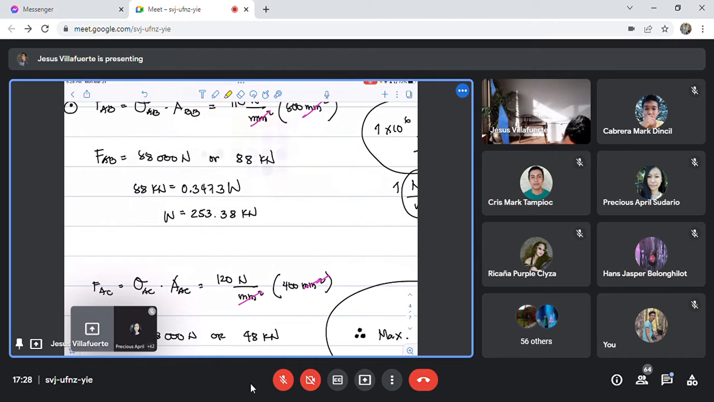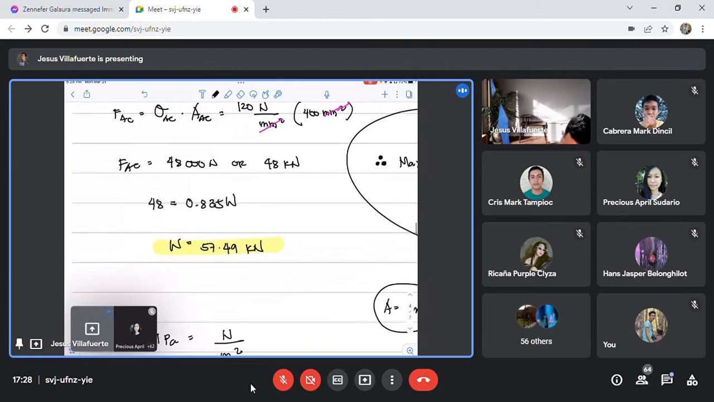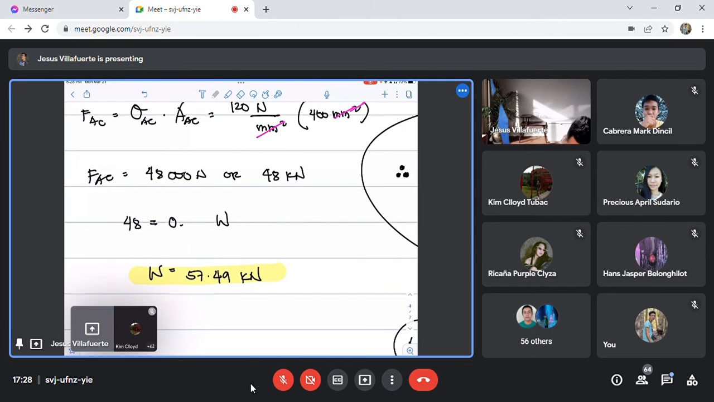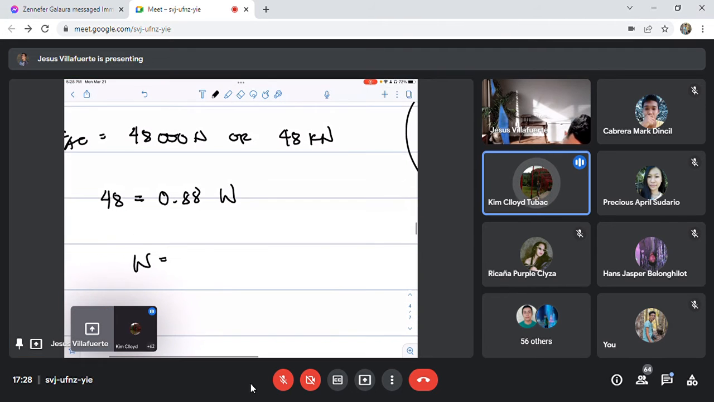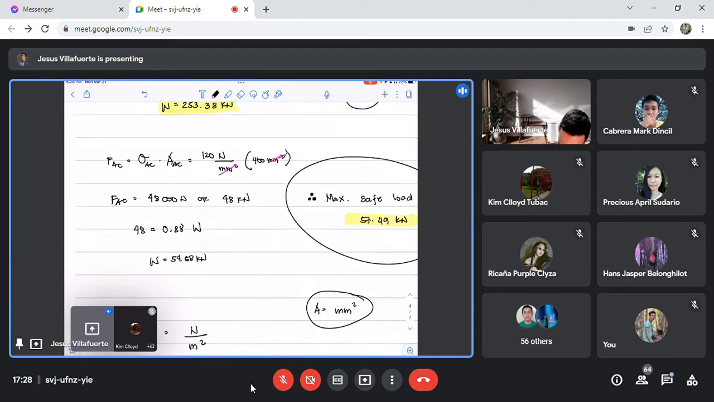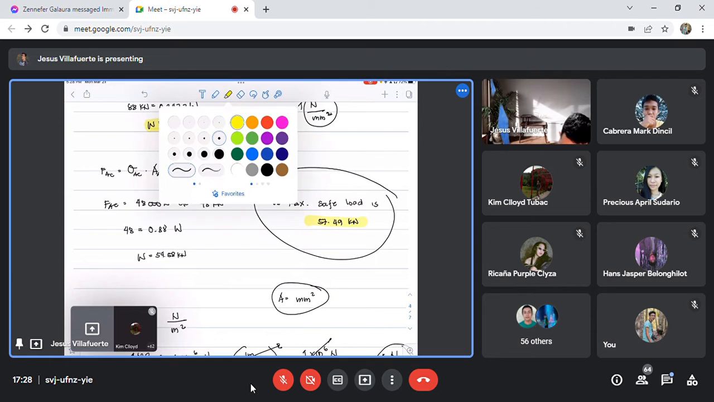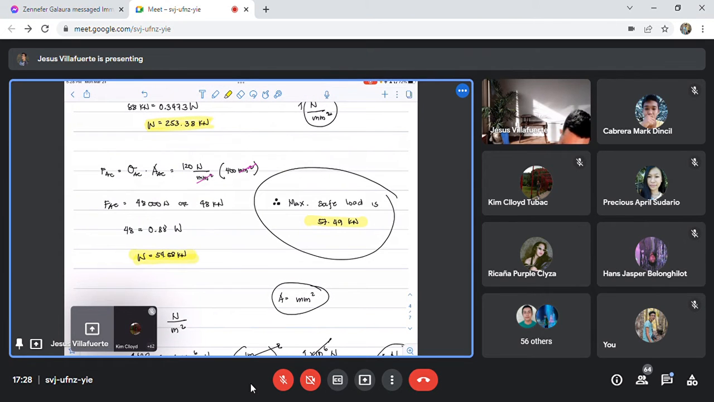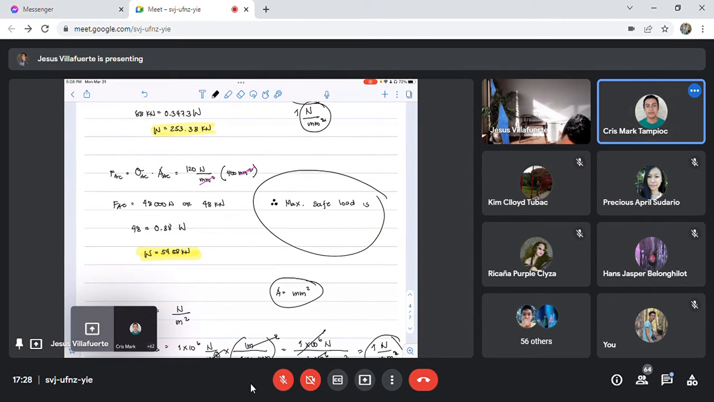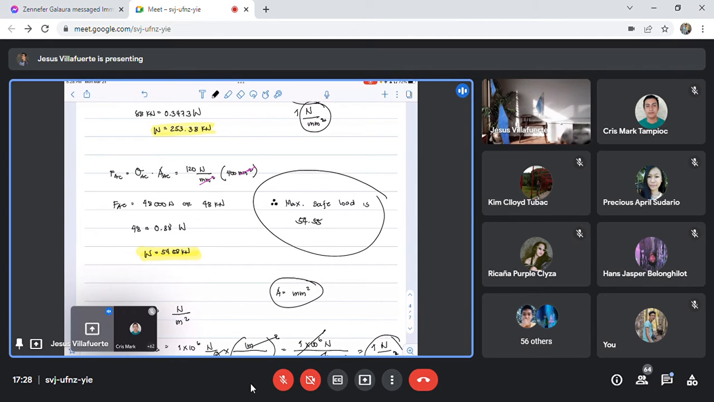And then there is a pica. This is 0.88. This one is what? 54.58, sir, kilonewtons. 54.55, sir. So 54.55 kilonewtons is the answer.